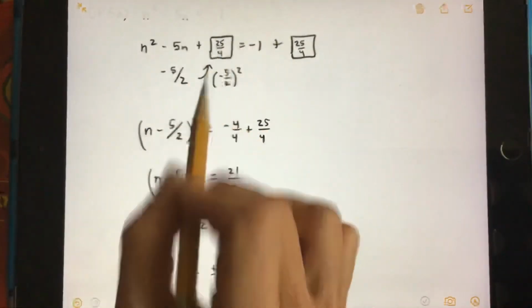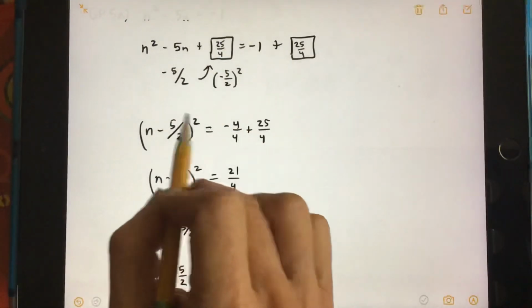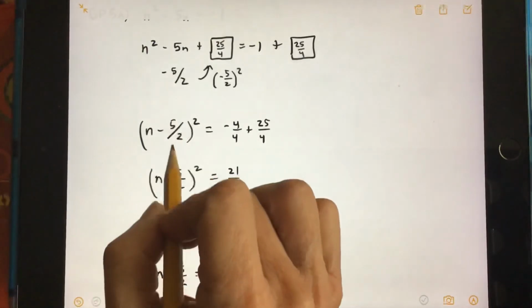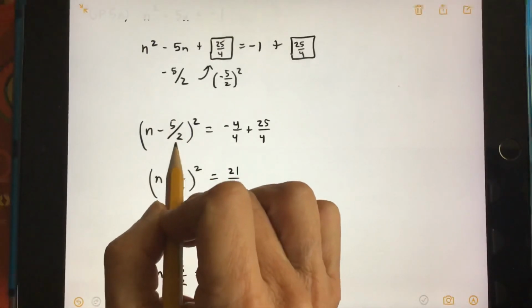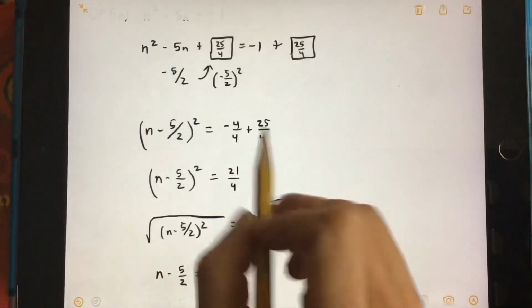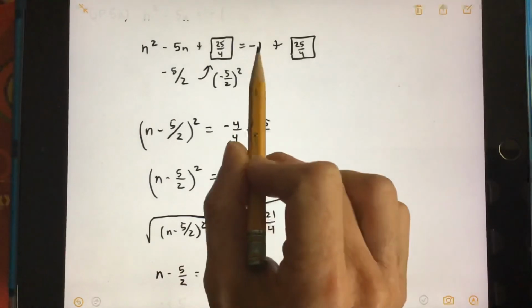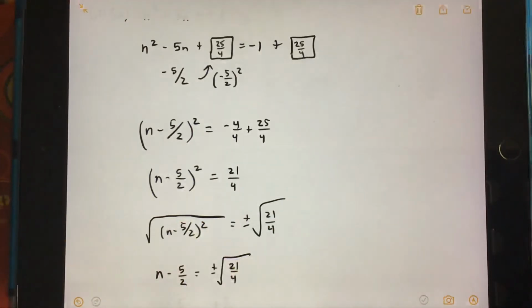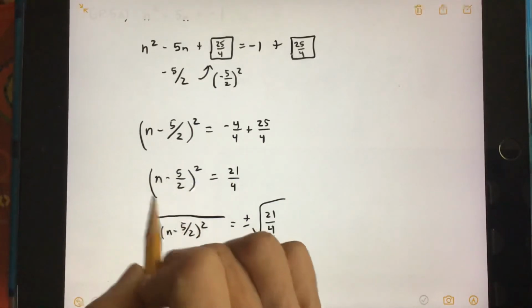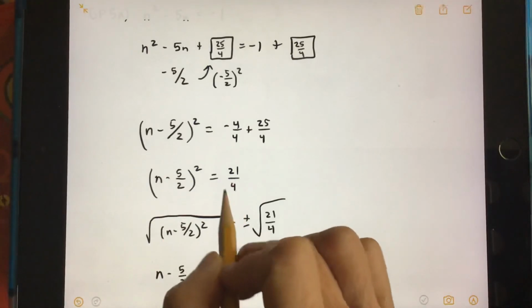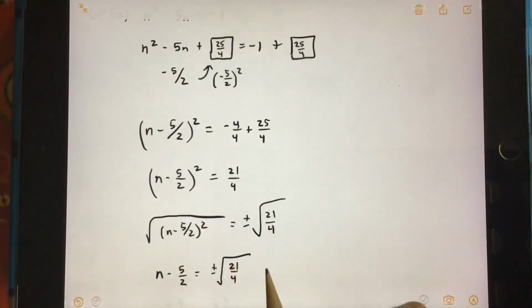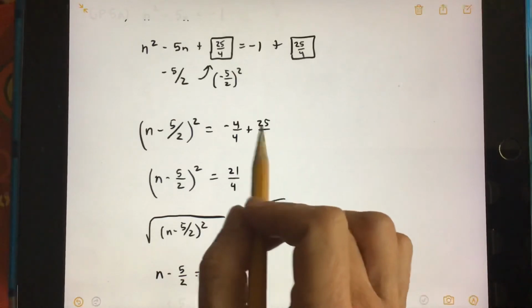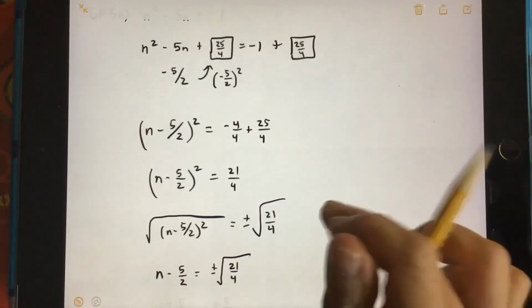Now rewrite this perfect square trinomial you just built in the square of the binomial form. Bring that negative 5/2 down into your binomial here that's squared. And on the right-hand side here, we're going to go ahead and rewrite negative 1 as negative 4/4, so we have like denominators, so we can add those two quantities together. Over here, I left the left-hand side alone, and here I am simplifying the right-hand side. Negative 4 plus 25 is 21, so 21/4 is the result of adding these two fractions.